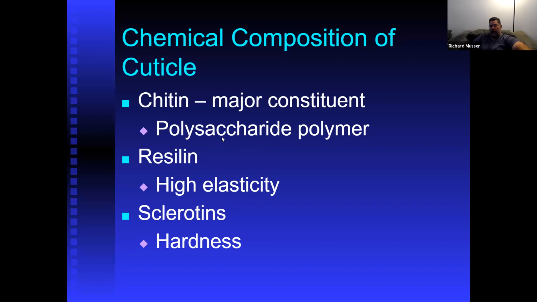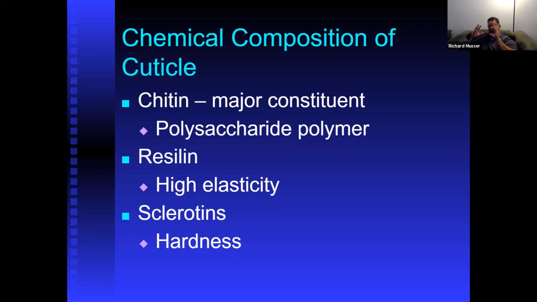Saccharides are sugars, and poly means many, so it's a polymer. When we talk about joining multiple monomers together, I hope this little bit of biochemistry reminder doesn't confuse you. When you join a bunch of little sugars, or other chemicals, together, those monomers become a polymer. This is a fancy word for a bunch of monomers that are joined together. In this case, the monomers are sugars, and so they're polysaccharides. And that is what makes up the chitin.